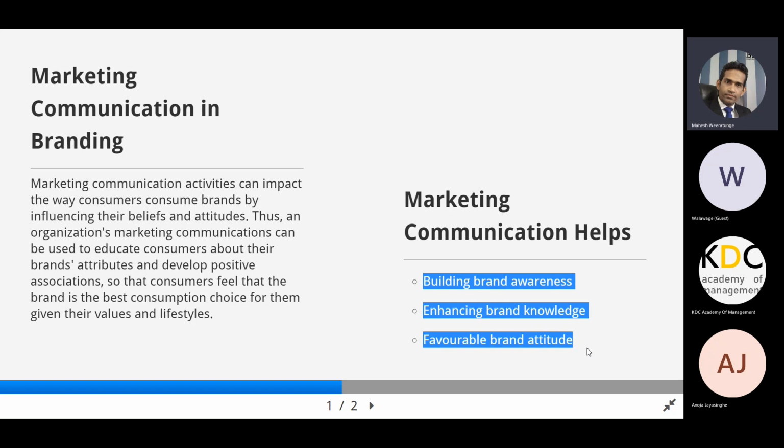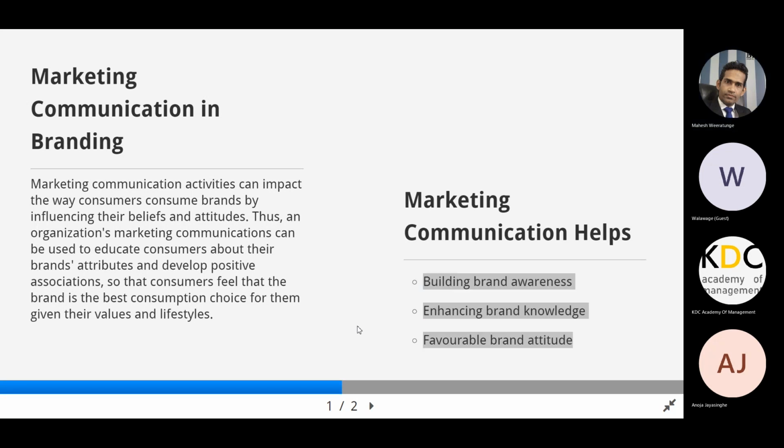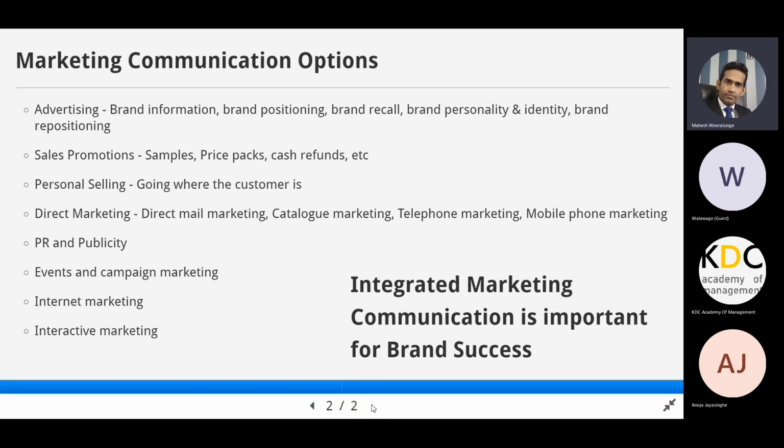So our communication should be able to build favorable brand attitudes and a favorable brand image in the mindset of the consumer. So what are the things we can do to communicate? You might already have heard about these tools, which come under the marketing mix communication strategy, the marketing communication strategy. We use these strategies to communicate our brands.